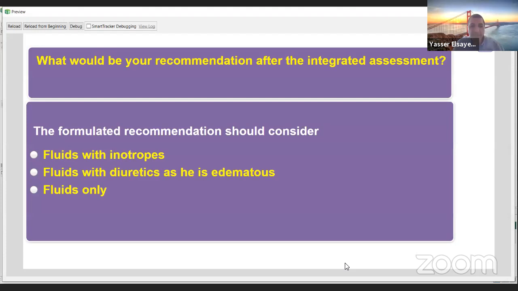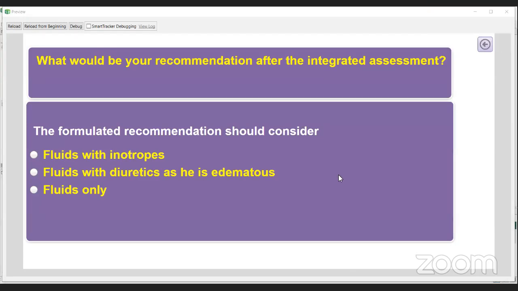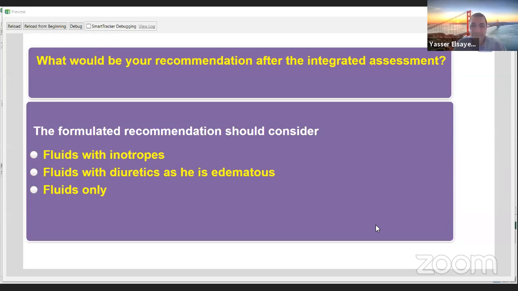Yeah, that's number 3. I cannot see number 3 at the bottom. Yeah, number 3 at the bottom. Okay. Okay, very good. So I think that's enough. Okay. I can see some of you selected fluids.